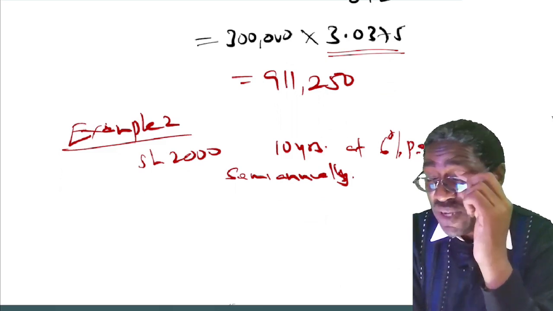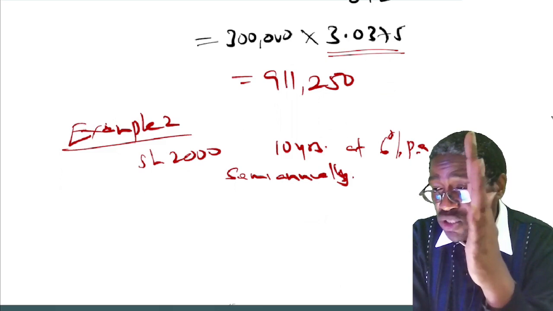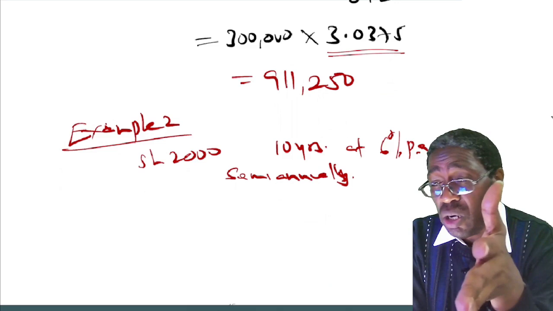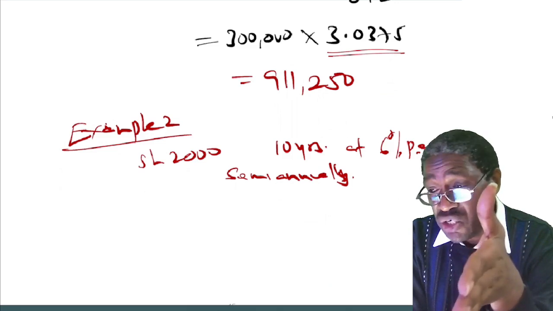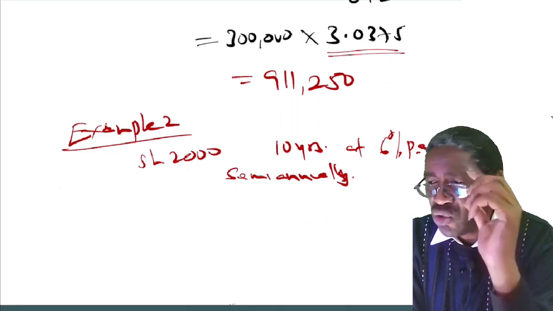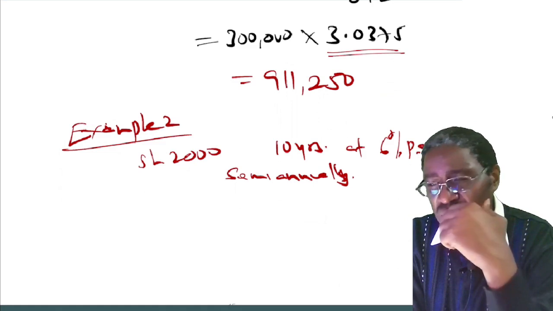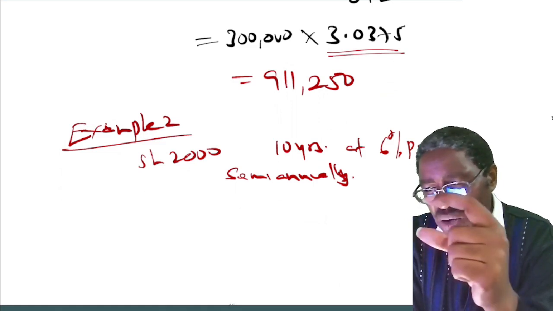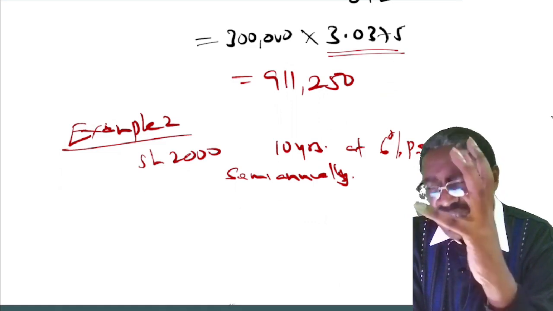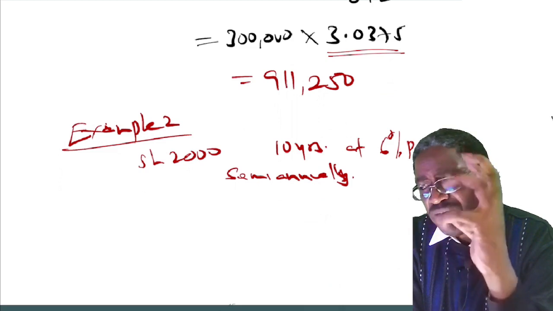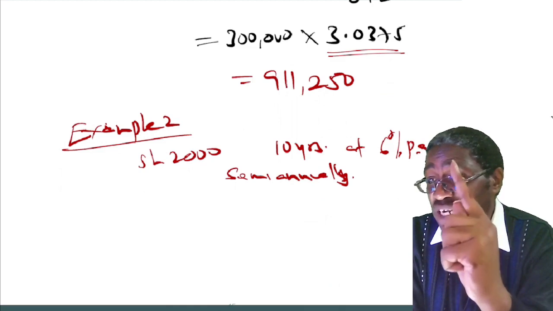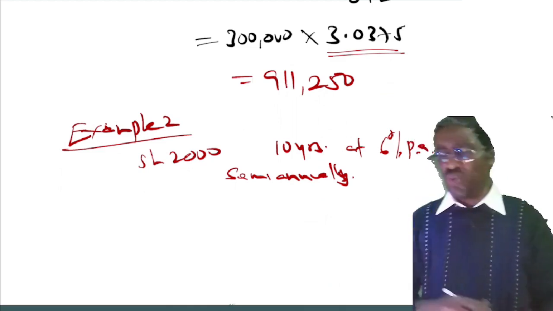Listen, I told you the other time, the question does not tell you whether it's an ordinary annuity or an annuity due. We said where the question is silent, take it to be an ordinary annuity. That is the most common. The other concept I've introduced now is that the interest is compounded semi-annually. So the formula remains the same, except that our R will now be divided by M. Good. So let's quote the formula.